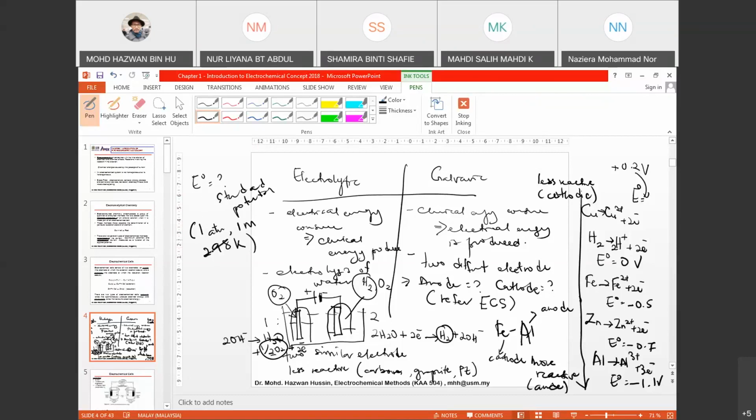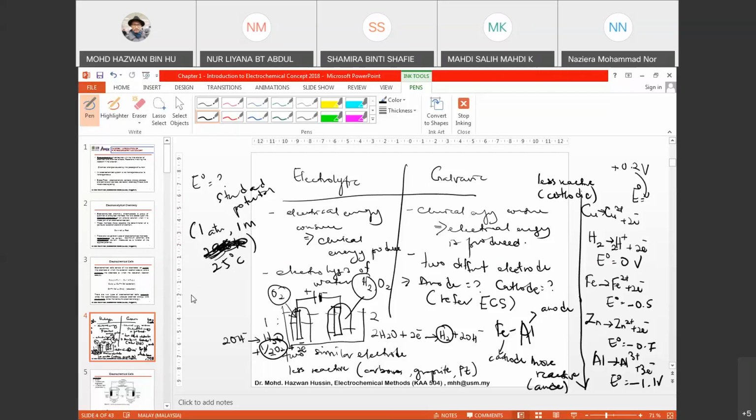Sorry, not this one, not 298. 298 is actually equals to 25 degrees C. Okay, 25 degrees C temperature. So if it fulfills this requirement, the pressure of the process is 1 atm, no pressure at all, you just use atmospheric pressure. Concentration of electrolyte is equals to 1 molarity, and temperature at 25 degrees C. So this actually is considered as standard potential.